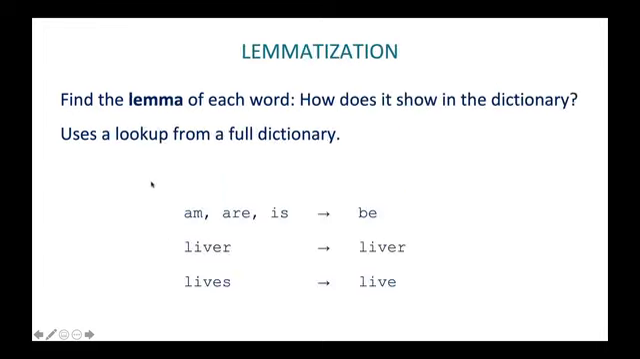In contrast, there's also lemmatization, and that's also supported. The lemma of a word is always a real word, and it's basically how the word would appear in the dictionary. For example, the lemma of am, are, and is is the word be. And that's something that a stemmer will not be able to give you. A lemmatizer would also be able to tell you that liver really is a liver, but lives should be lemmatized to live.